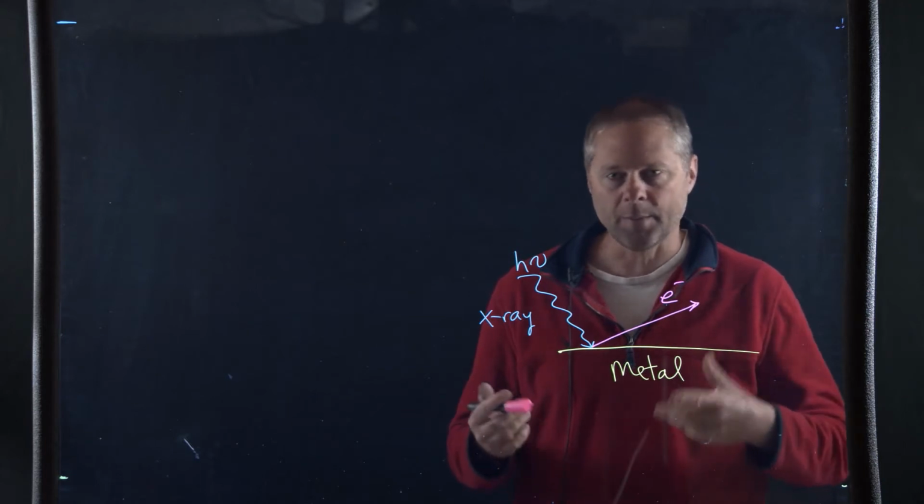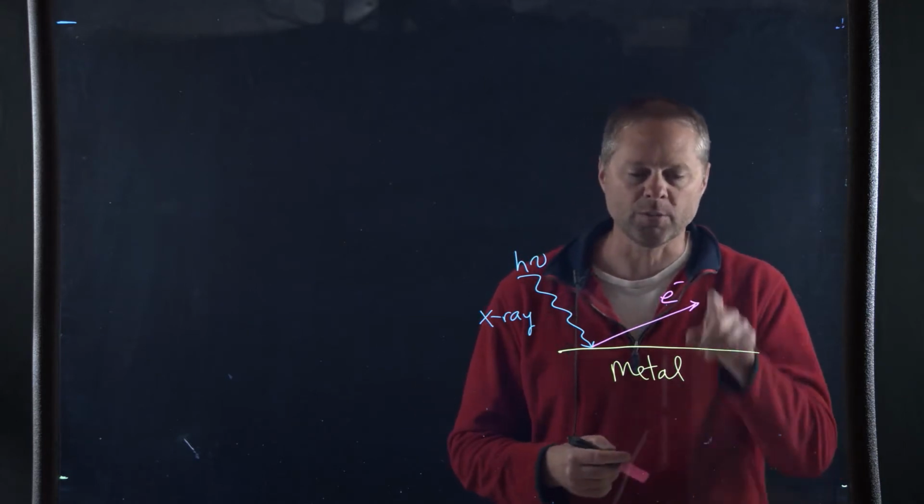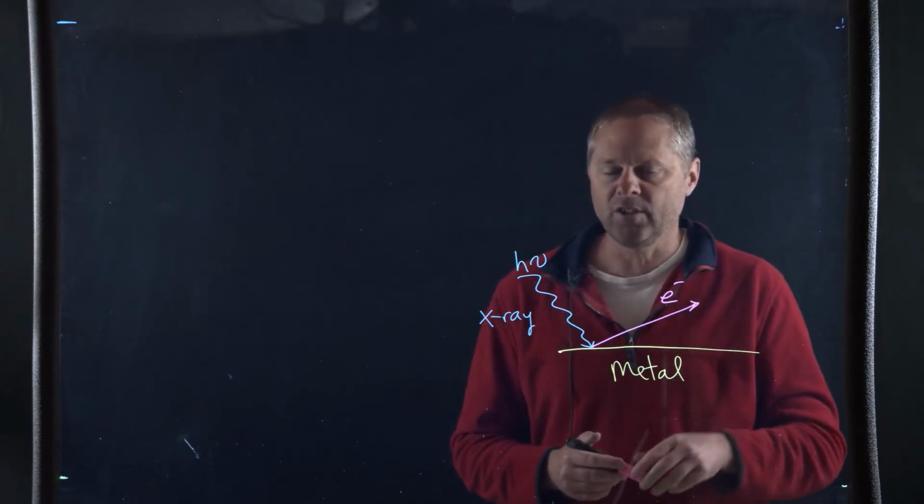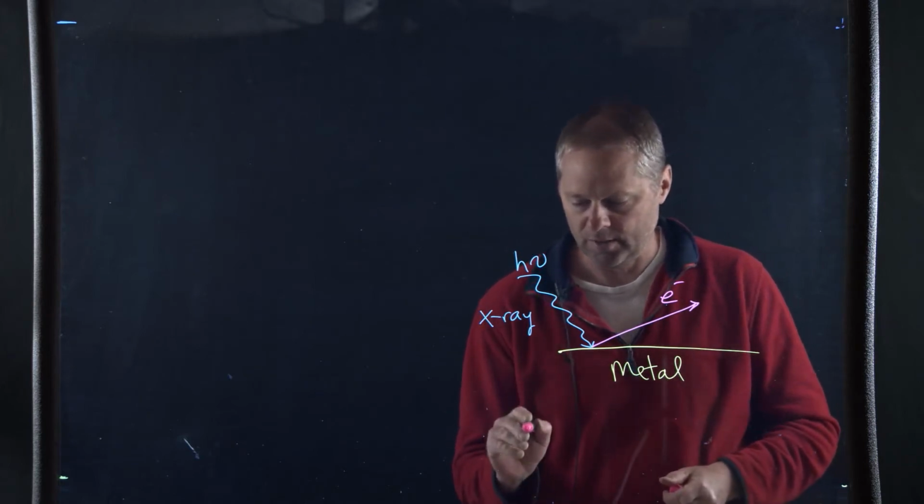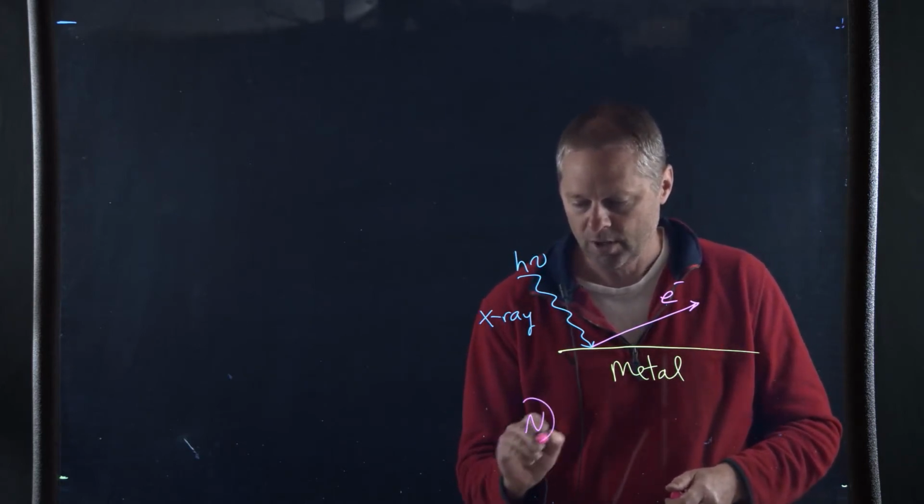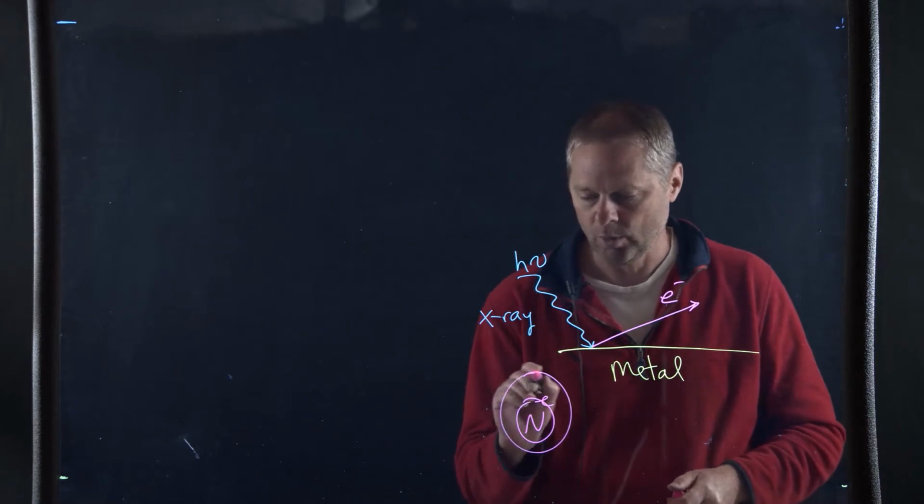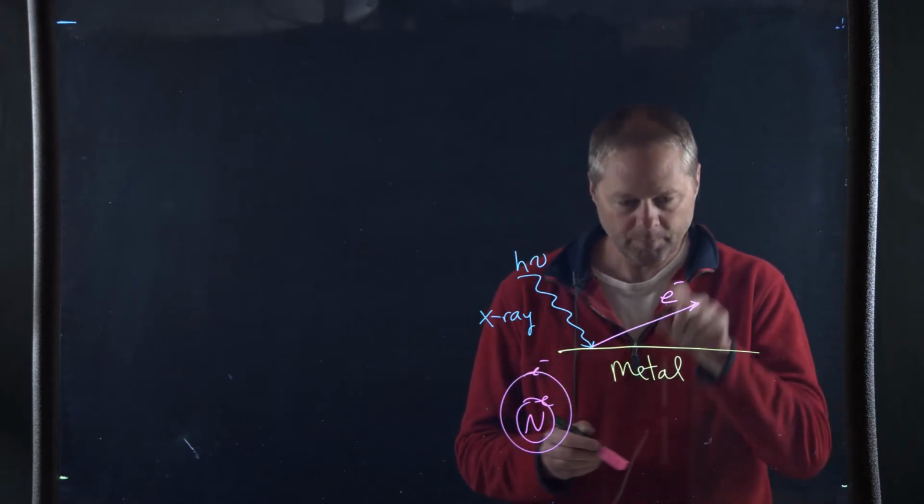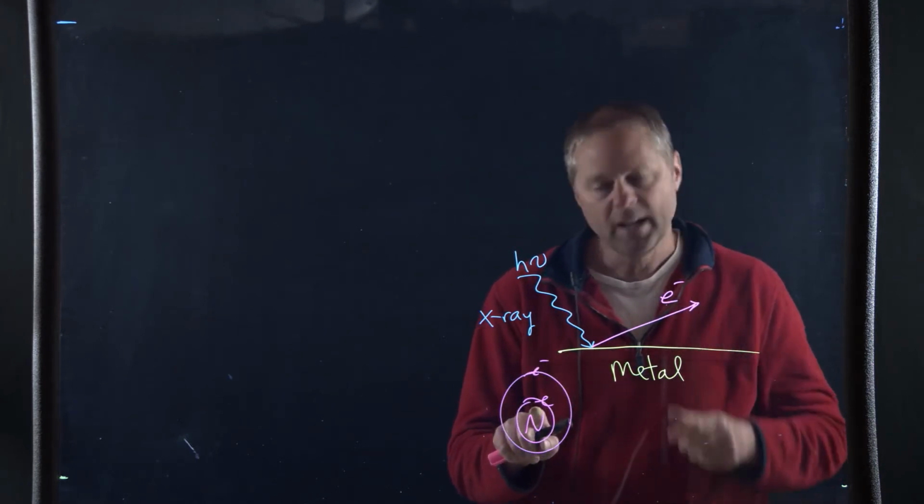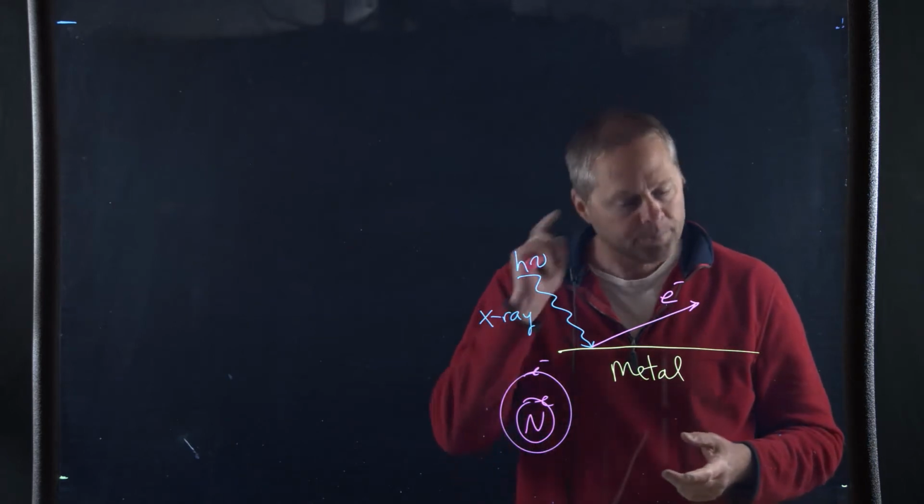Now, the surface depth is anywhere between 10 and 100 angstroms. If you remember that you have an atom, this is your nucleus, you have a row of electrons, you have more rows of electrons. The electron that gets photoejected is going to be a core level electron.